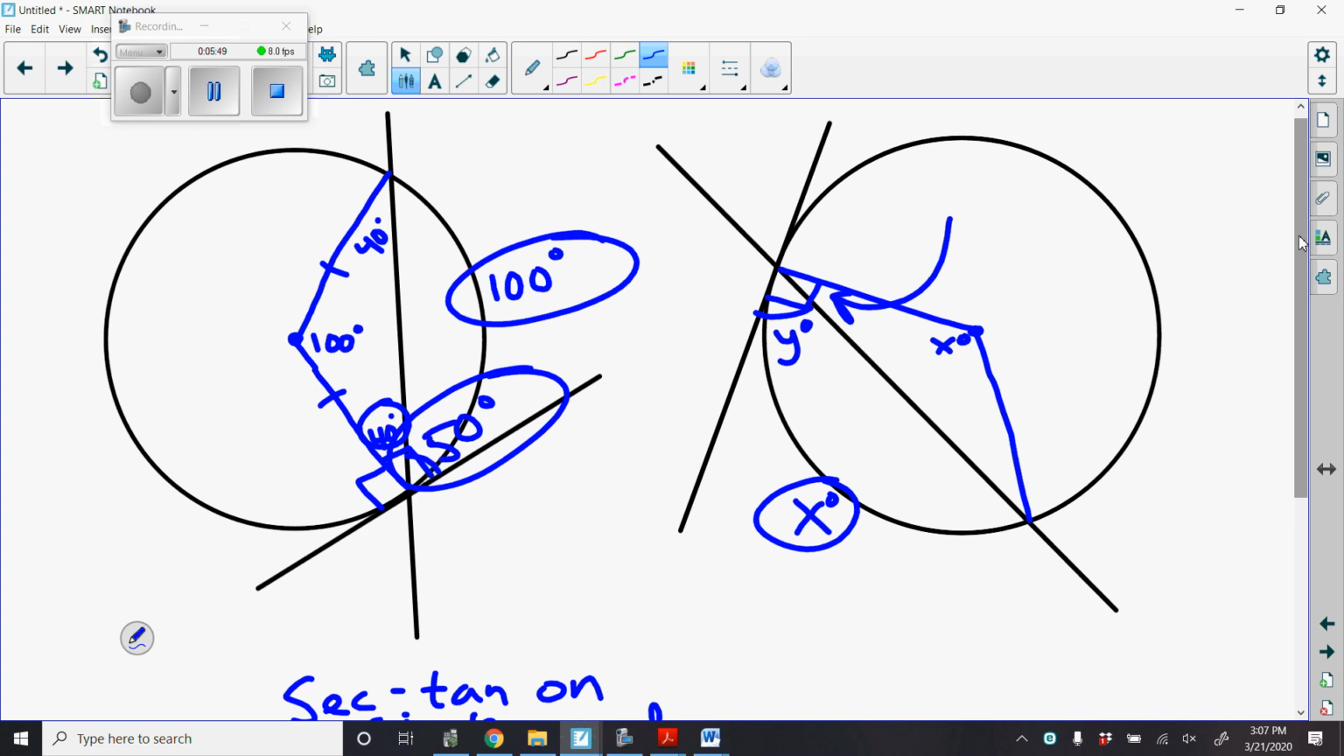Think about how we got 40. We did 180 minus 100 and divided by 2. So now I'm going to do 180 minus X divided by 2. Okay, and that's for this part. The other part has to be complementary with it. So here's what I know. I know Y has to equal 90 minus (180 minus X) over 2.